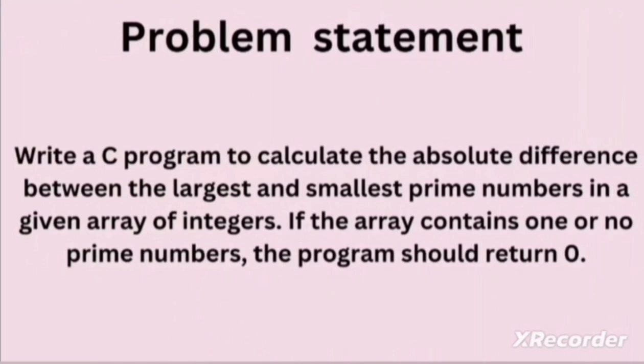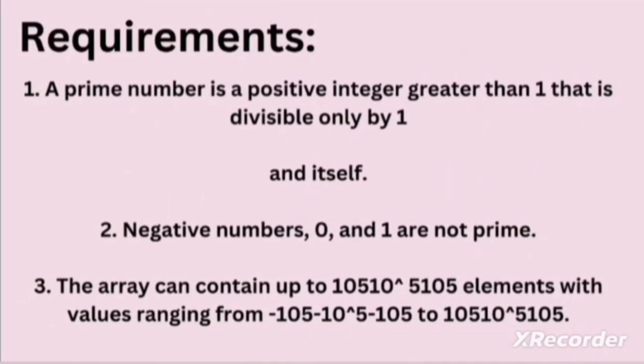Our problem statement is to write a C program to calculate the absolute difference between the largest and smallest prime numbers in a given array of integers. If the array contains one or no prime numbers, the program should return 0.